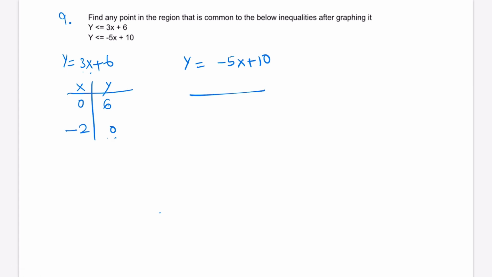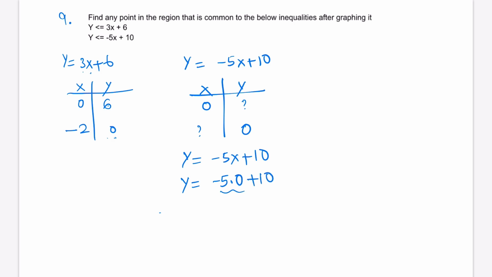Again let's do the same thing. Let's pick 2 points: x is 0, what is y? And when y is 0, what is x? Let's find these. Y is negative 5x plus 10. When x is 0, y is negative 5 times 0 plus 10. This is gone because that's 0 plus 10, so y is 10. When x is 0, y is 10.